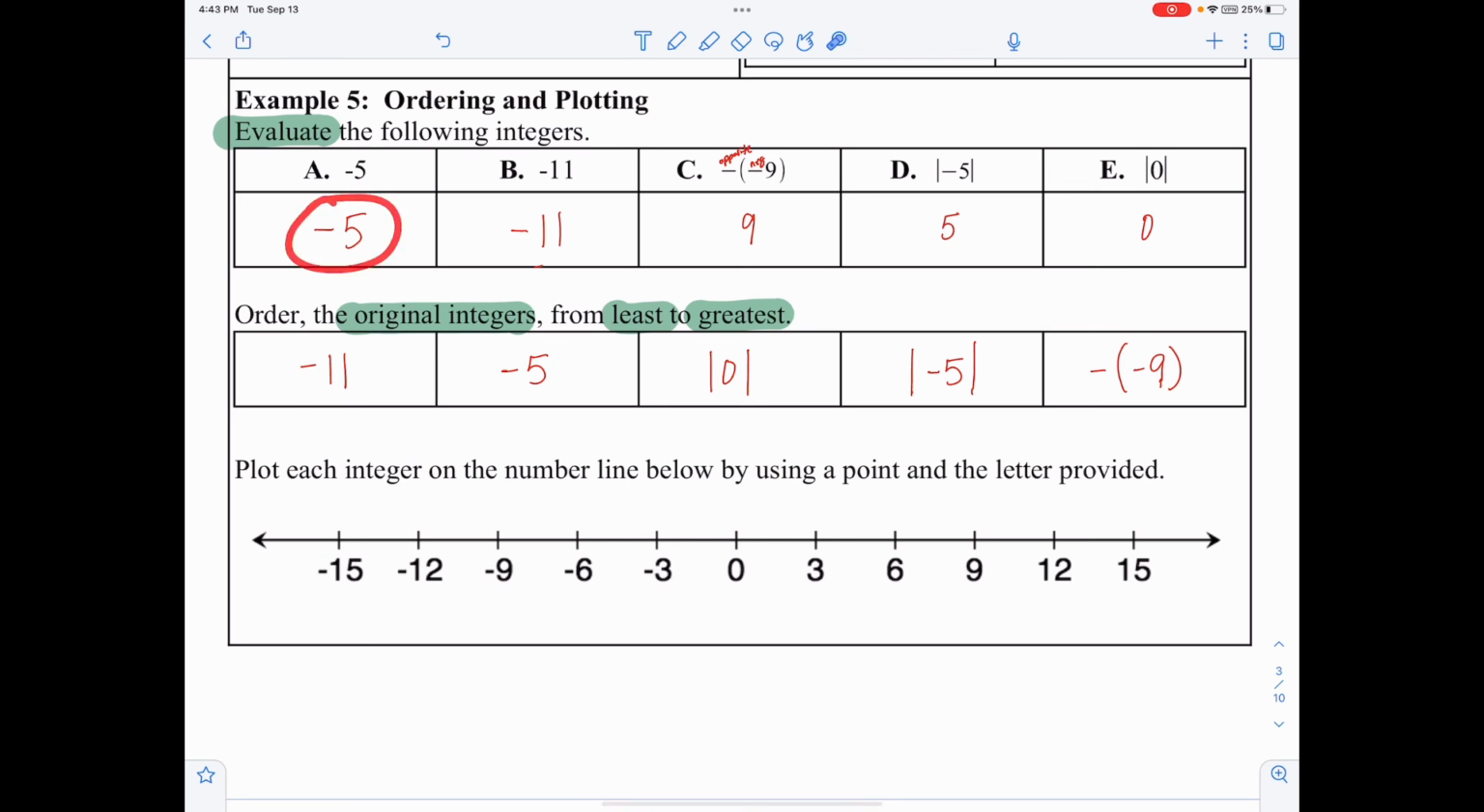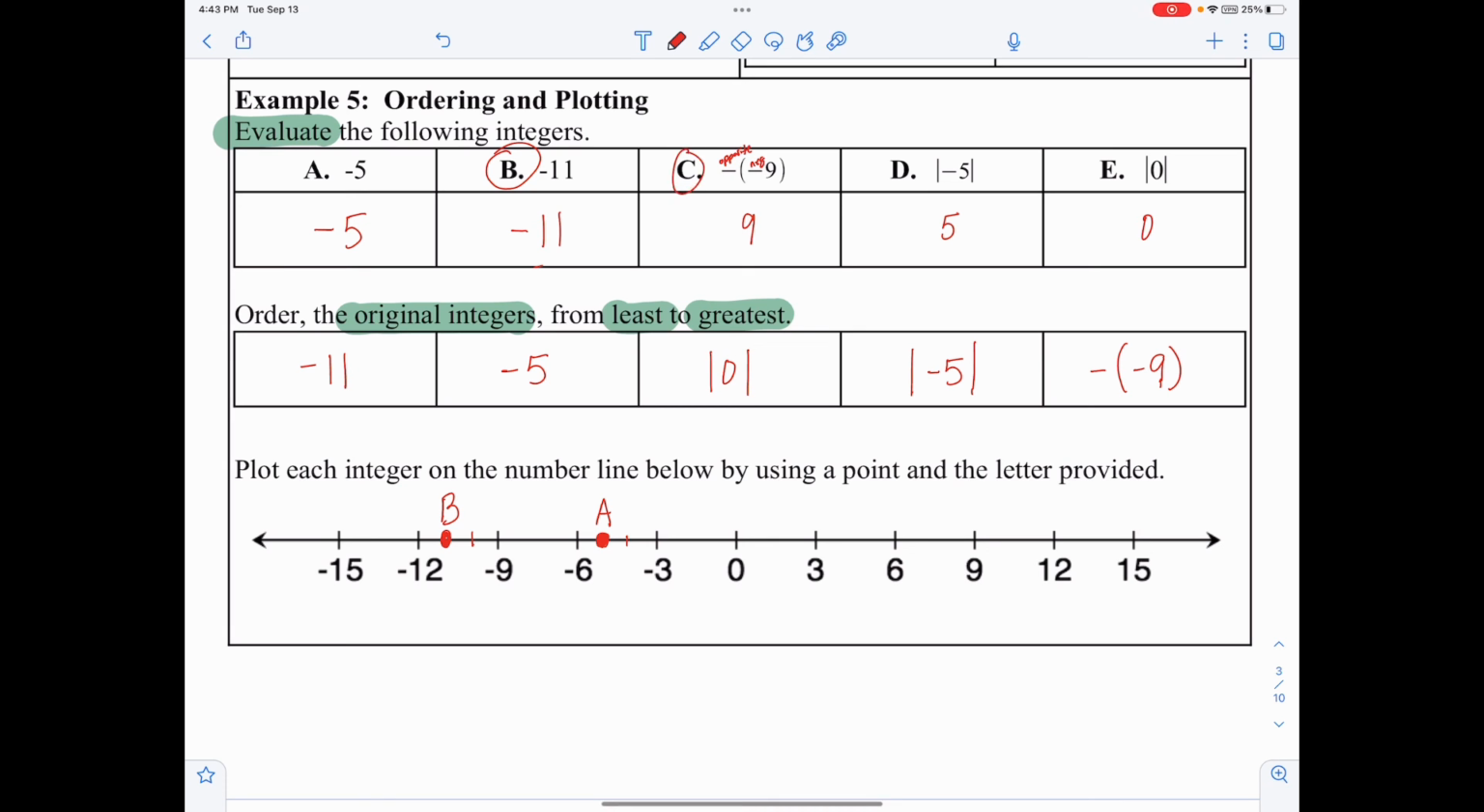So -5 is first. So let's see. I got to try to figure out these intervals. -3, -4, -5, -6. So I'm going to plot a point here, and then I'm going to label that A. So that's my -5. Next, let's go ahead and do B. B is at -11. So I have -9, -10, -11, and -12. So -11 is here, and we're plotting point B.